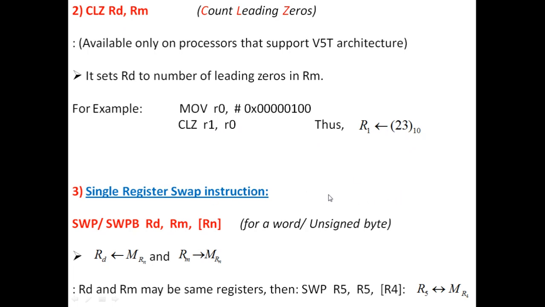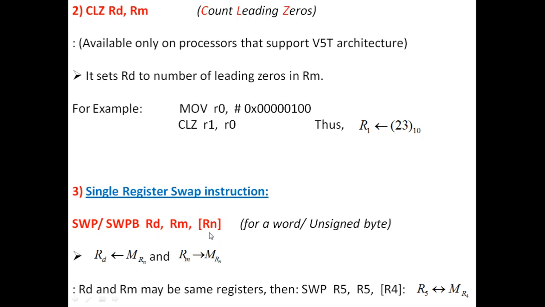Next instruction is swap instruction. So this instruction is swap or swap byte, RD comma RM comma square bracket RN. It can swap either a word, it may be signed or unsigned, or it can swap unsigned byte. There are 3 operands. Out of them, 2 are general purpose registers and 1 is the memory location. The operation of this instruction is shown here.